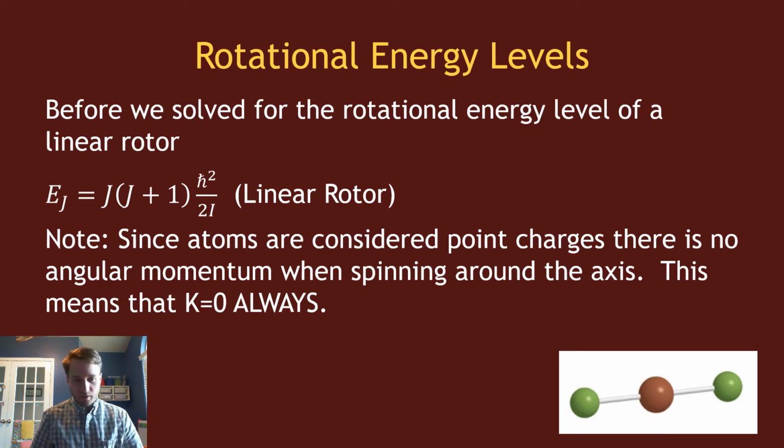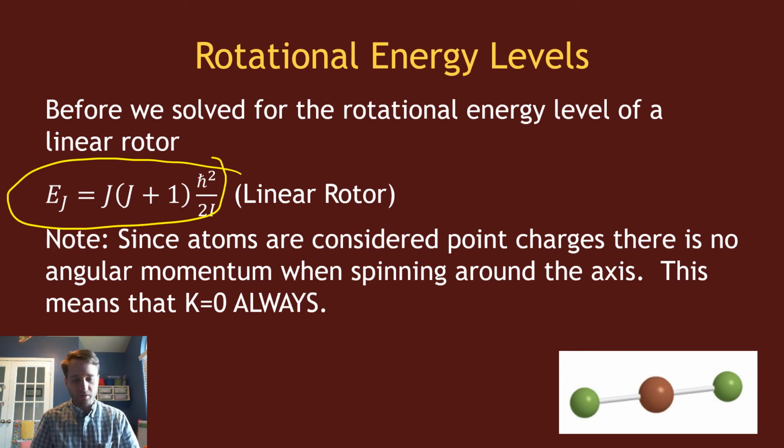For a linear rotor, we had done this when we talked about orbital angular momentum. For orbital angular momentum, we considered essentially a linear rotor: two masses separated from each other, rotating in space. That is a linear rotor. And the energy we solved for was just J times (J plus 1) times h bar squared over 2I.